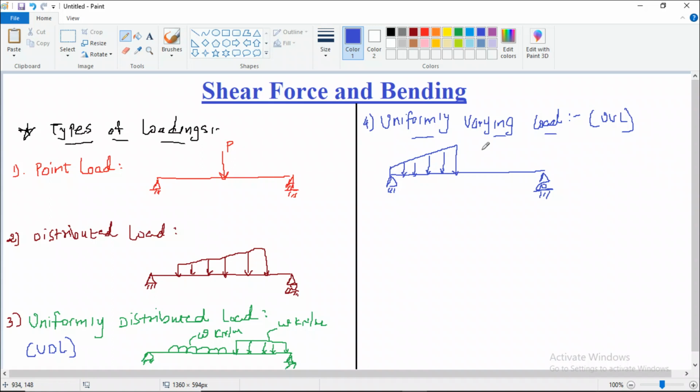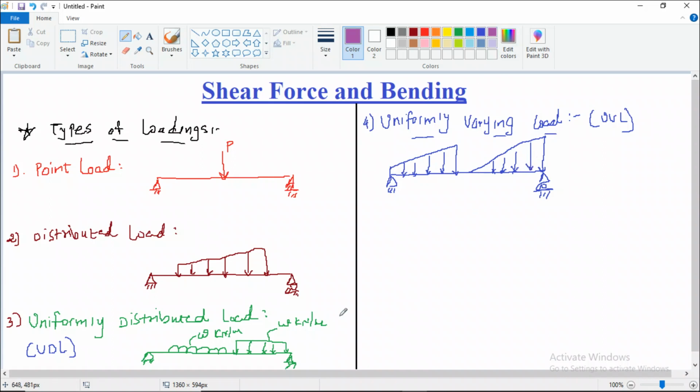This can be called a uniformly varying load, or we can have a loading like this, 0 at the one end and constantly increasing intensity at the same rate. So this can be a UVL as well. So these are the examples of a UVL.